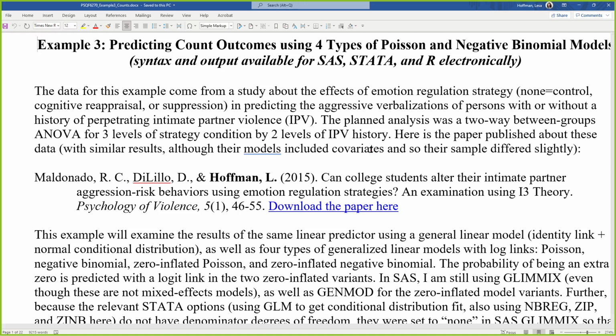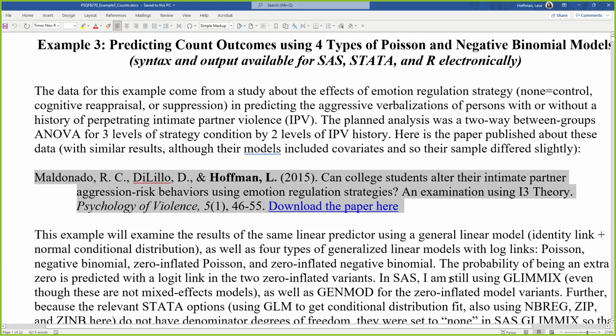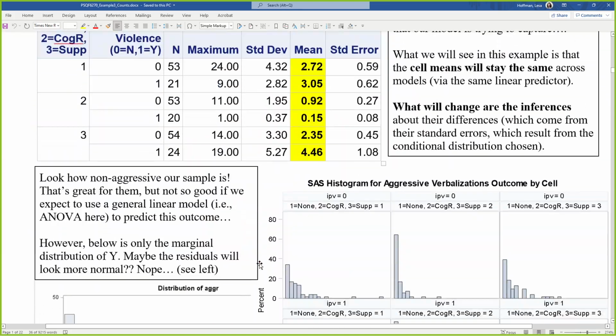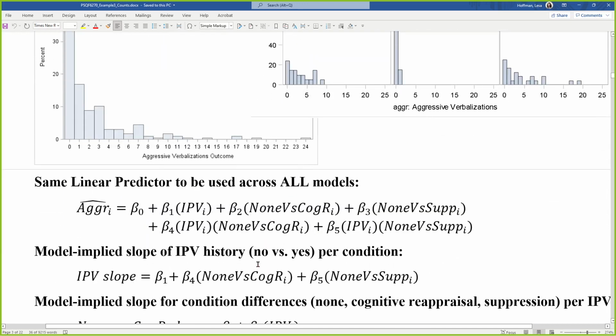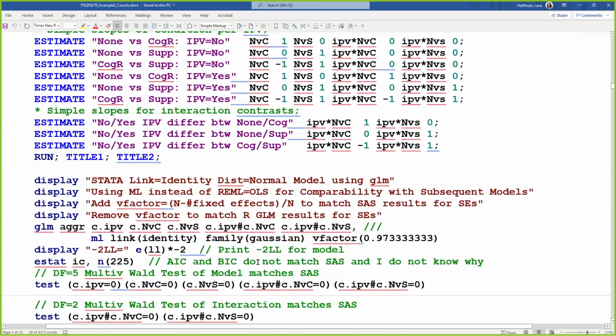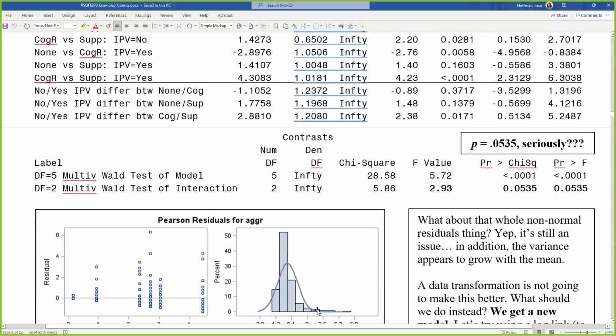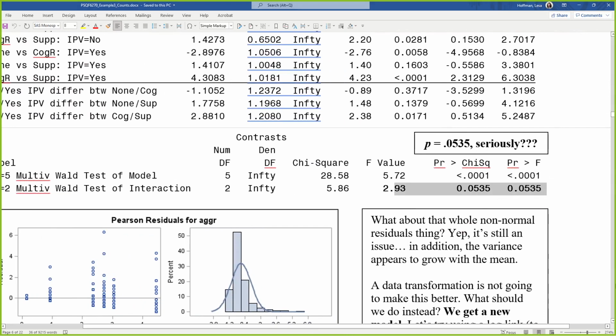Predicting count outcomes, and this is a true story. So the end result of the story is this paper right here that I helped a graduate student, Rosie, the lead author, publish in 2015. This was her master's thesis. The study was done, the data were analyzed, and she had a manipulation that she was saying was going to result in a significant interaction term. This was her result: a p-value for the interaction term of like 0.06 when she came to my office.